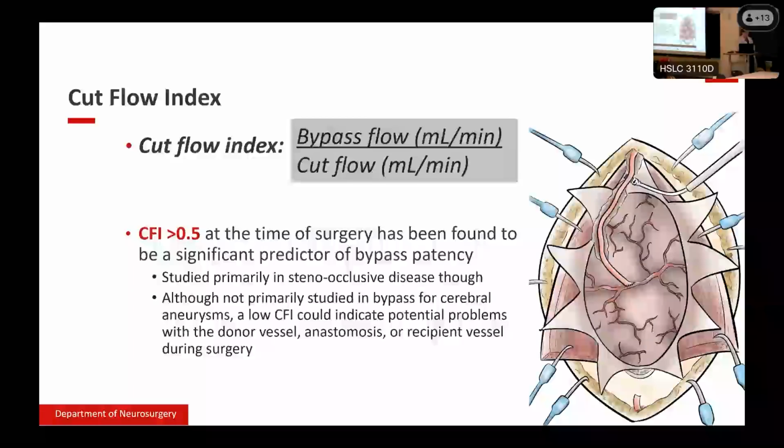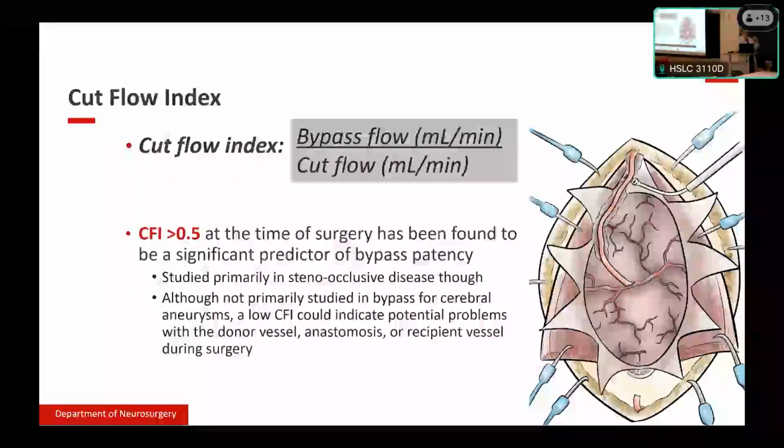So the cut flow index is essentially, the cut flow is the denominator, but the bypass flow, once we've connected everything, we measure it again. As you see, you can measure it really anywhere along the STA, but once it is plugged in to its recipient, you measure it again, and that's going to give you your bypass flow, because that's going to be what the vascular bed is taking.